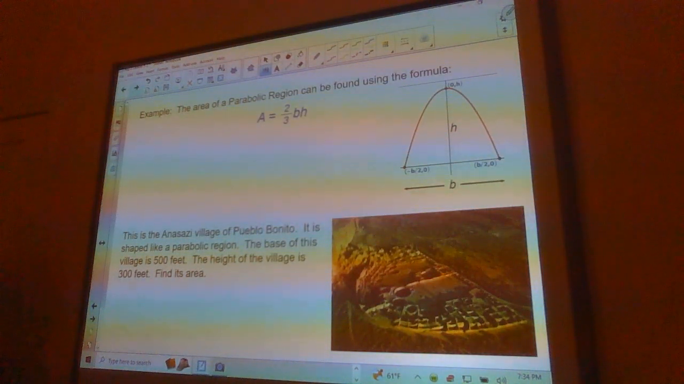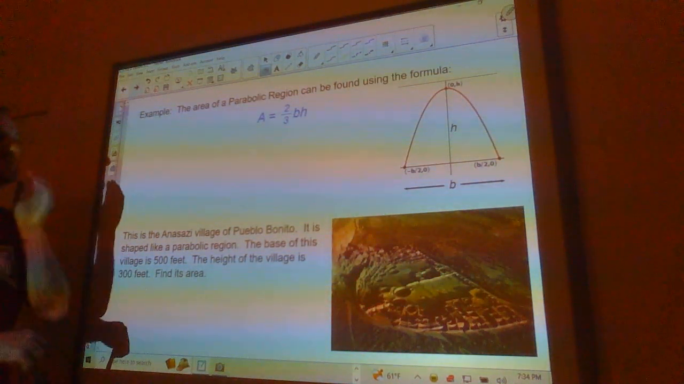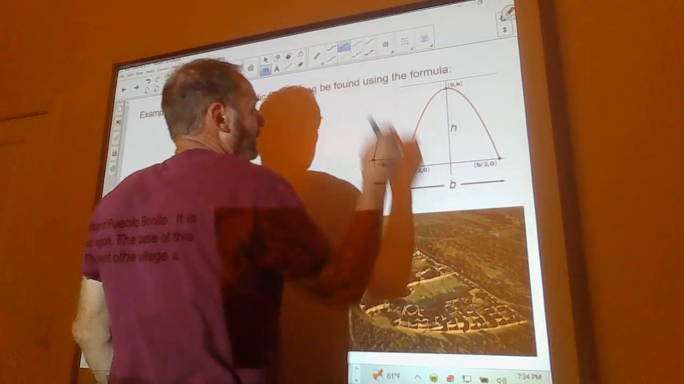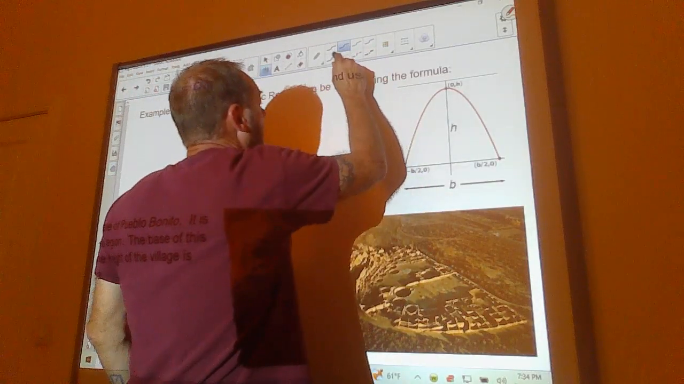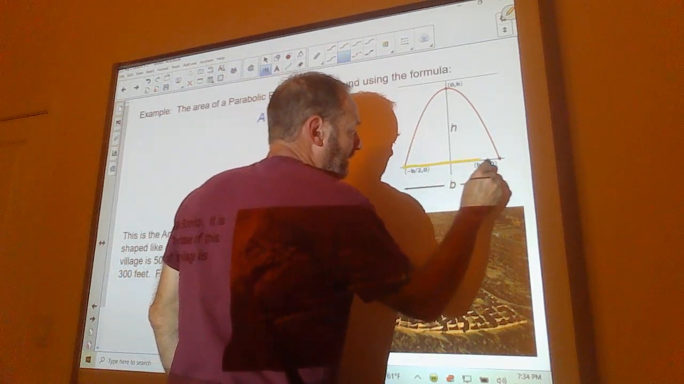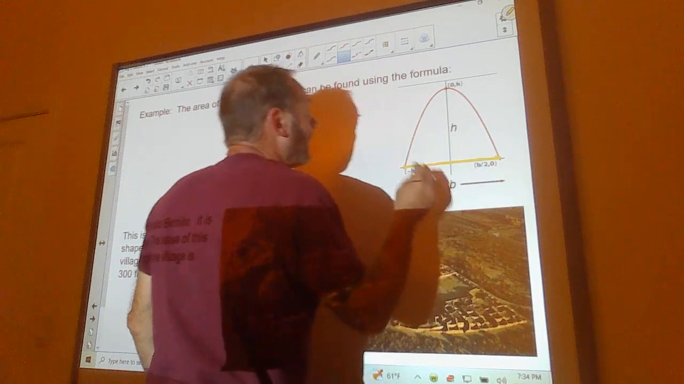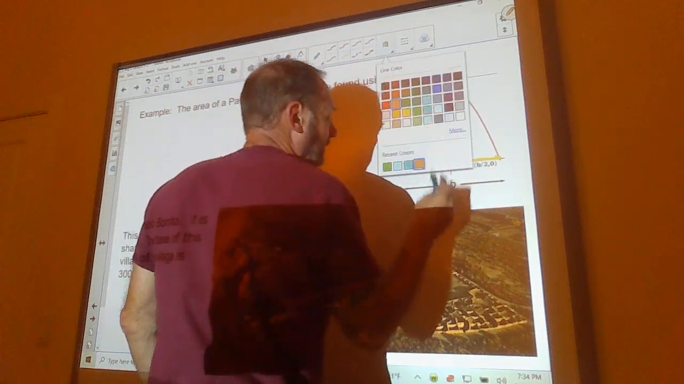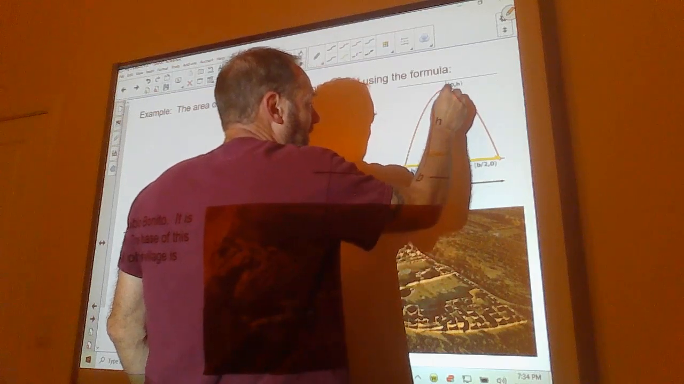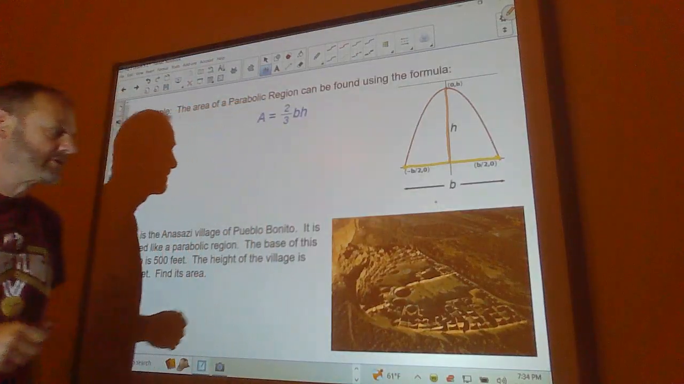Okay, the area of a parabolic region can be found using the formula area equals 2/3 the base times the height, where the base is the distance from like here to here of my region, and the height is going to be from the base to the vertex, okay?